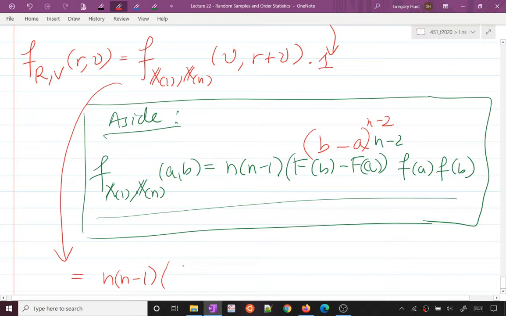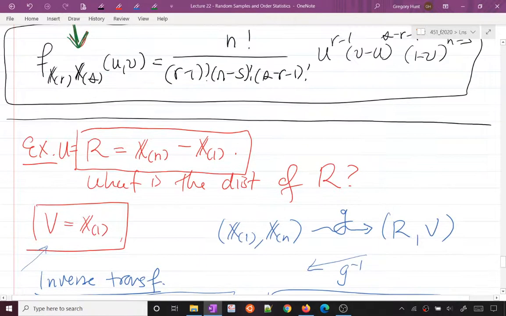We're plugging in v and r plus b, so let's just get this correct here. For b, we plug in r plus b minus b to the n minus 2, and then little f in this case is just 1. These f's are just 1 because we're assuming uniform. We go back up, we're continuing here where our Xi are IID uniform 0, 1.